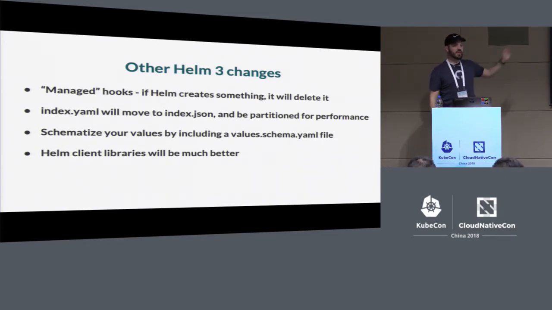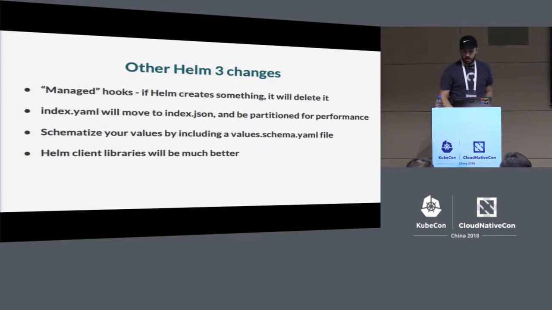Also, we'll be able to schematize your values file. So you'll be able to specify what types of values are acceptable in your values file. And then Helm client libraries will also be much better. Right now, if you try to use Helm inside of a Go project, you end up importing k8s.io/kubernetes, which is never a thing you want to import. So we're going to make sure that the client libraries are much better for everyone to use inside of another client.